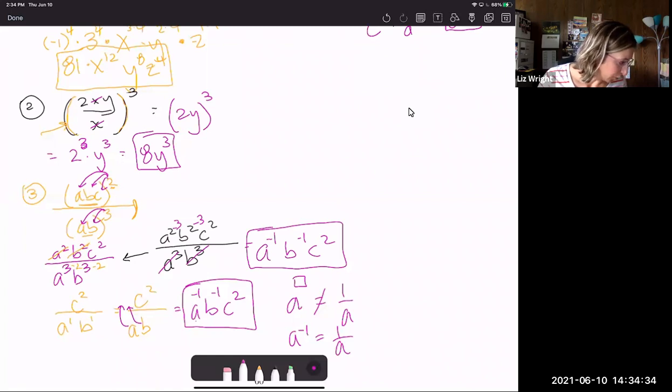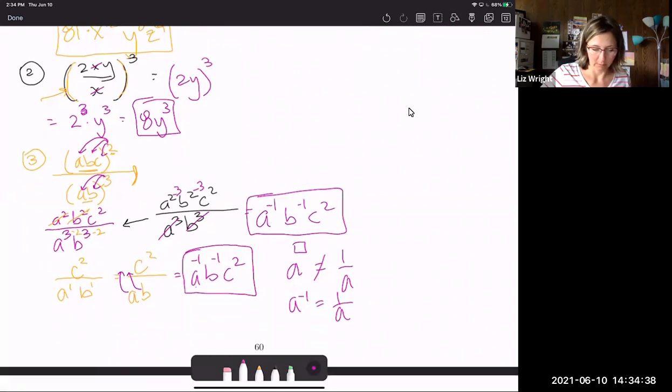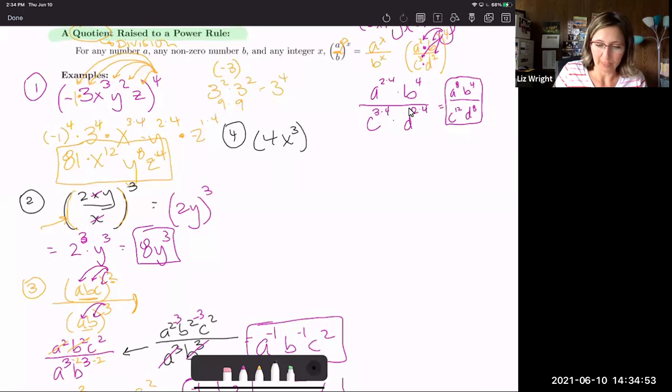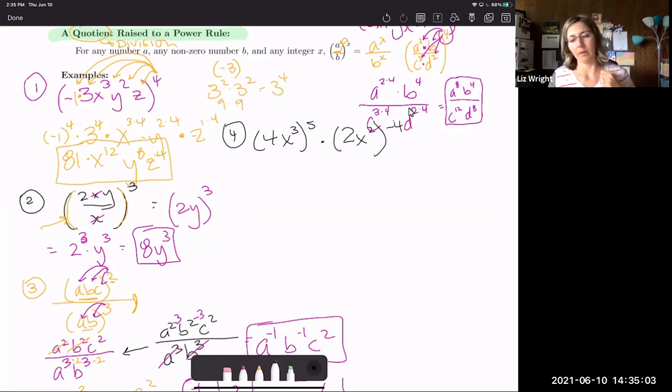I've got 2 more for you, and our last one has like 2 parts. I'm out of room there, so let me come back up. 2 more for you. So here's number 4, and number 5 has 2 parts. So number 4 says 4x cubed raised to the 5th power times the quantity of 2x squared, and we're raising it to the negative 4th power.